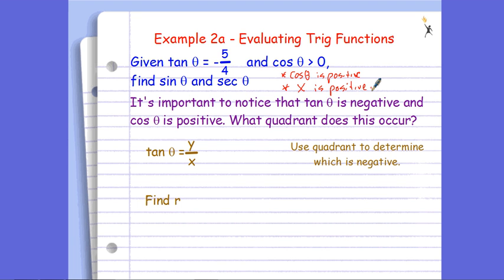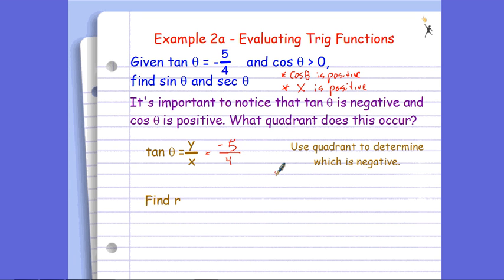So I told you at the beginning that cosine was positive, therefore x is positive, right? And tangent is y over x, so that means that the bottom is the positive one. Therefore, the y is the negative one. You see what I'm saying? Okay? So I'm literally telling you that x is 4 and y is negative 5. Right? So if I need to find sine and secant, what's the other thing I need? I still need r. Okay?